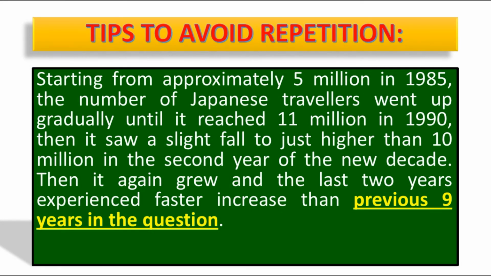And the last one, "the previous 9 years in the question." So it means that those 9 years are before 1994. So here we have the equivalent and it is 1985 and 1993.